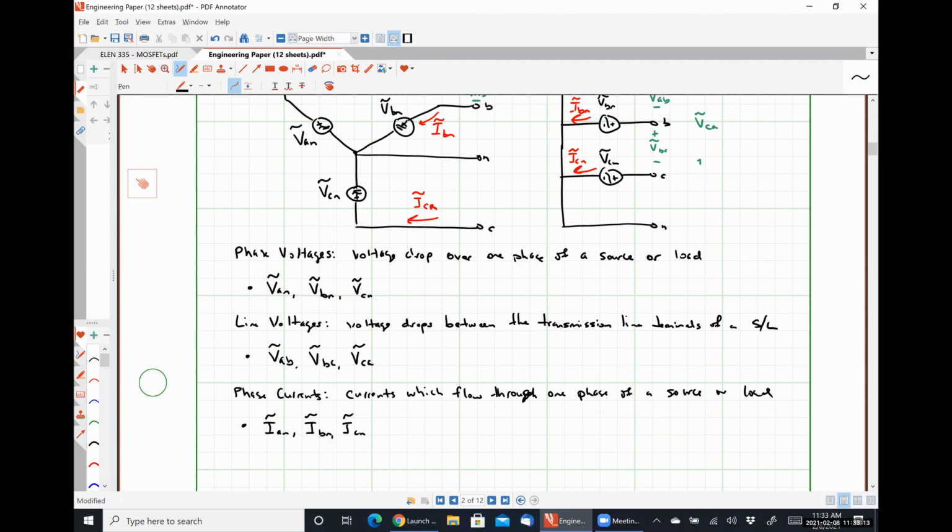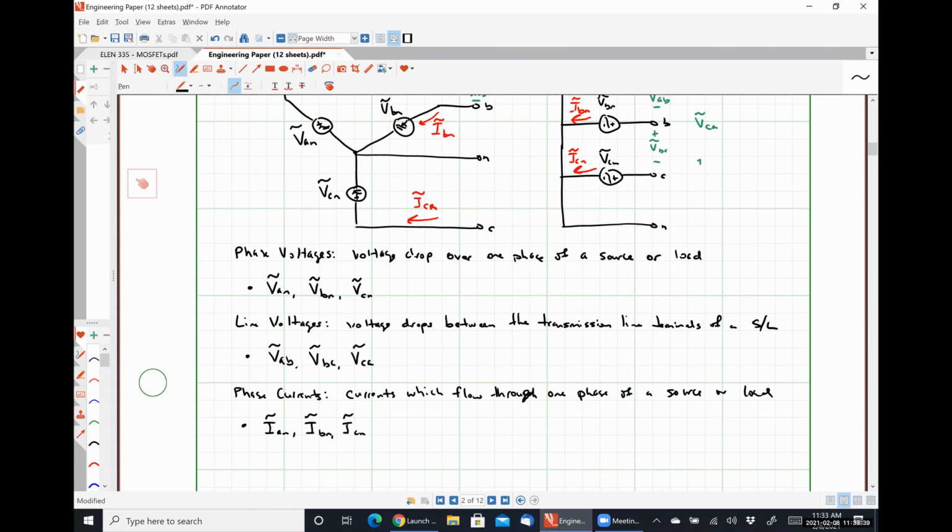All right, now there is such a thing as line currents, but line currents are specifically the currents that are flowing through each phase of a transmission line. Since our source is not connected to anything, we cannot represent our line currents yet. Okay, so I want to be clear about why I am skipping over them.